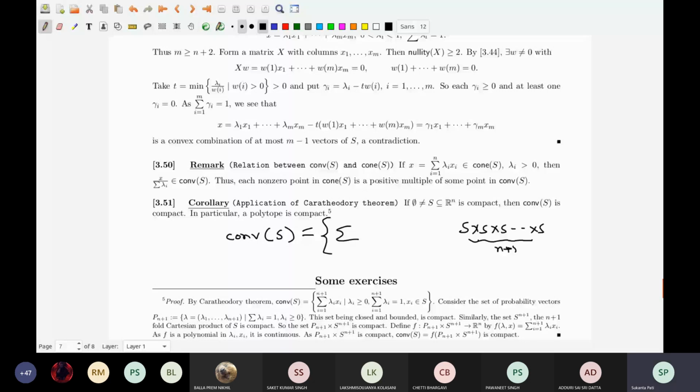It creates all sums of lambda i xi, i running from 1 to n+1, such that the lambda i belong to [0, 1], the summation of lambda i equals 1, and the xi are chosen from S. Now what is this set of lambdas? These are called the probability vectors, right?